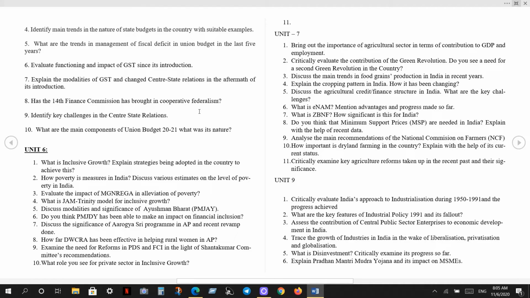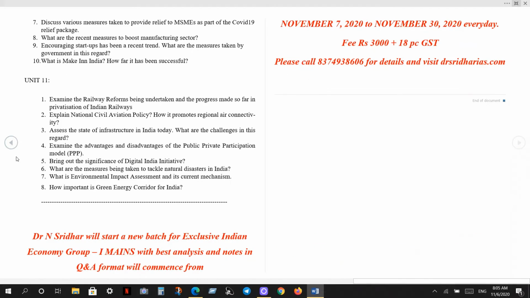The 15th Finance Commission is going to submit its report by the time you write the exam. I will also give you an update in the classes on the 15th Finance Commission, but still you need to prepare the 14th Finance Commission again. You might have already read what kind of cooperative federalism or fiscal federalism that is being done. Center-state relations, the financial perspective is important, and budget. What are the main components of Union Budget 2021 is also one important area.